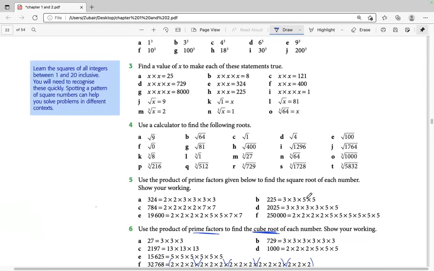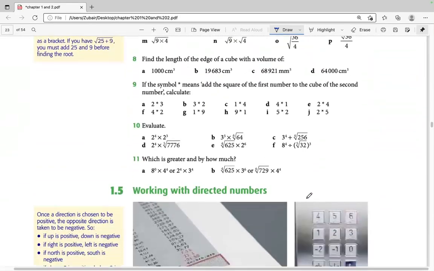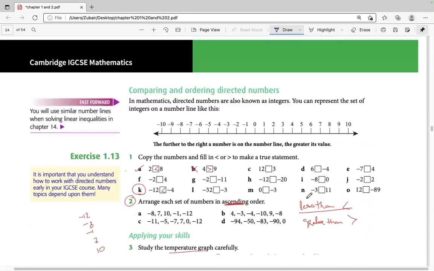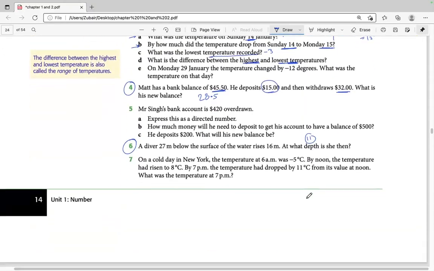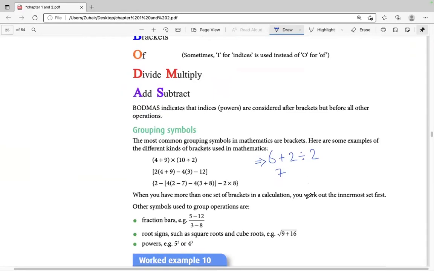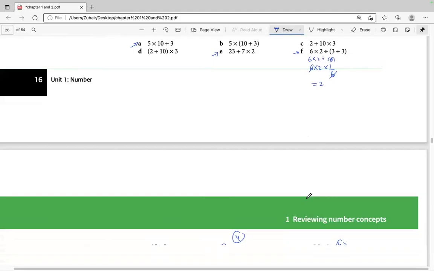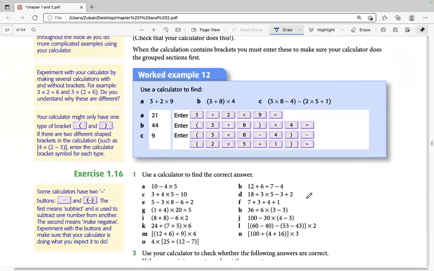Any other issues in the task? No other issues. Okay. So we are one exercise short of this chapter, and then we can jump on to number 2, that is estimation. What do you know about estimation?